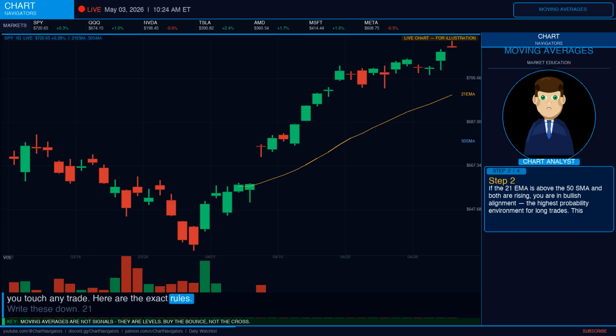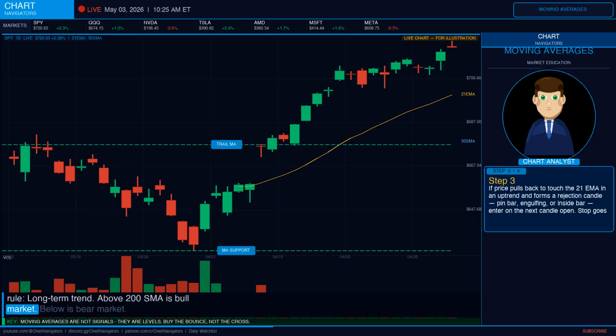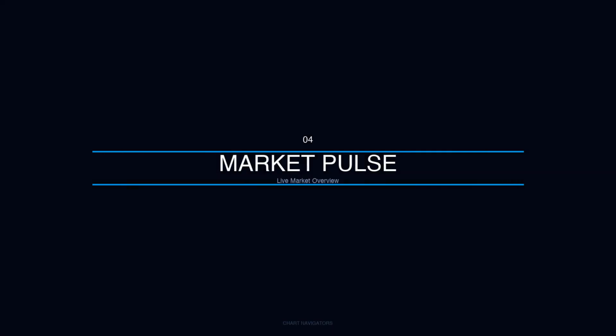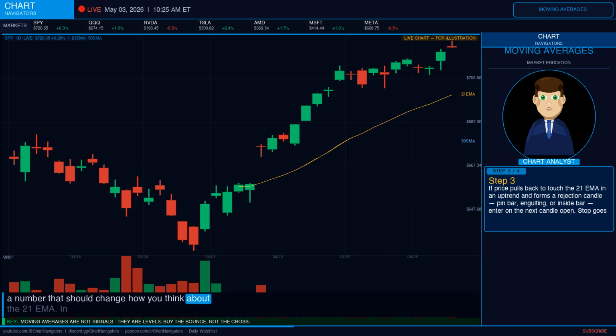Here are the exact rules. Write these down. 21 EMA rule. Short-term momentum guide. Price above 21 EMA is bullish bias. Below is bearish. 50 SMA rule. Medium-term trend filter. Only take longs above the 50 SMA on the daily chart. 200 SMA rule. Long-term trend. Above 200 SMA is bull market. Below is bear market. Cross rule. When the 21 EMA crosses above the 50 SMA, it is a bullish signal. Below is bearish.